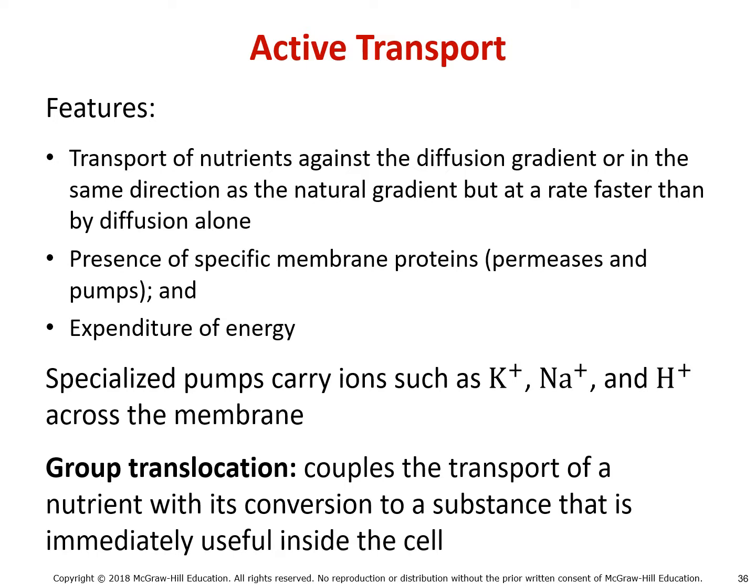Another type that we would look at here is group translocation. With group translocation, we're going to really move several things, but in the movement we're going to convert them to a substance that is ready to be used inside the cell. The best example of this is how we move glucose across and really do glycolysis in that step of group translocation.